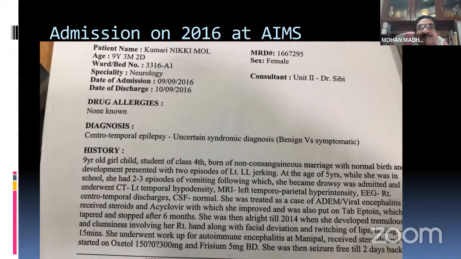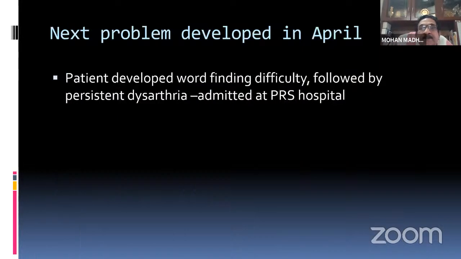At that time, sir was in AIIMS, so he saw the patient and found this finding. Then the next year, 2018, the last time I saw the patient, that weakness also improved. Whatever complaint she had earlier improved.